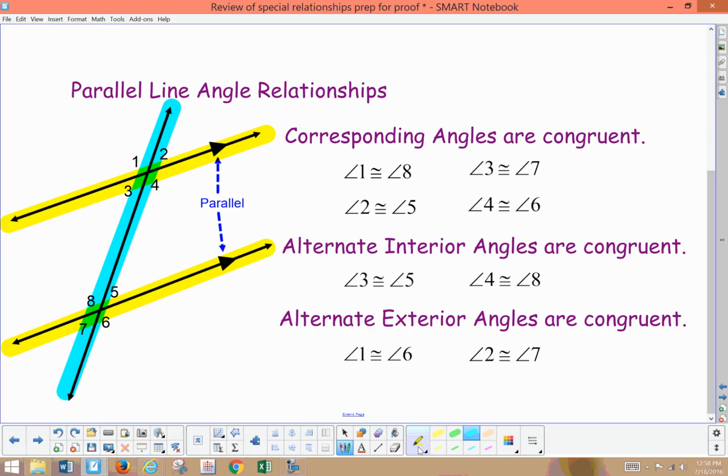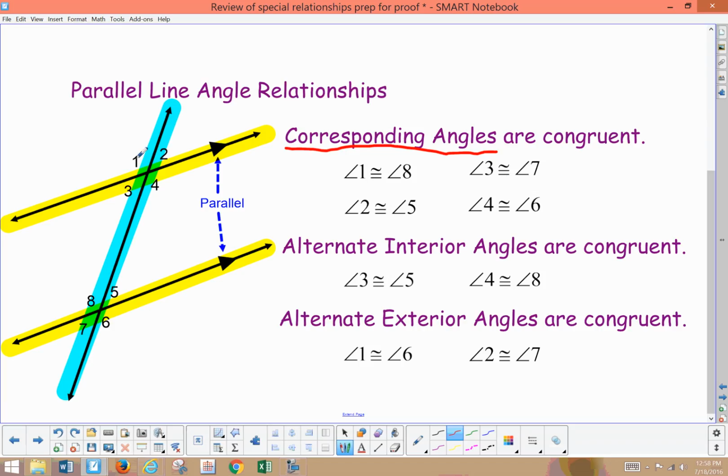The congruent relationships that happen in these angles we talked about earlier. The first of these congruencies are the corresponding angles. Remember that the corresponding angles are the angles that are in the exact same position. They're just at the opposite intersection point.